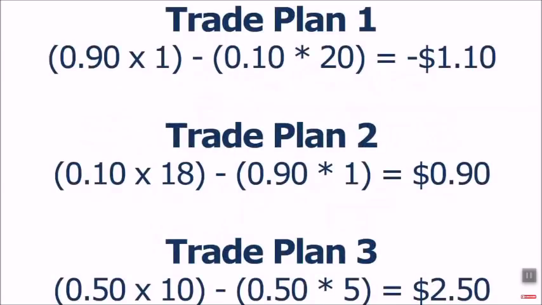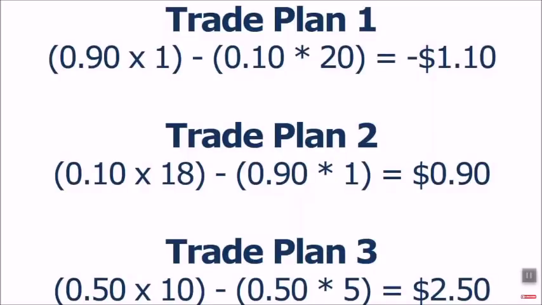Now you can notice that on average, the first trade plan is expected to lose $1.10 per trade, another indication that it's a losing plan. After 300 trades, we can expect to lose on average about $330. And the chart shows this loss to be a little over 400.